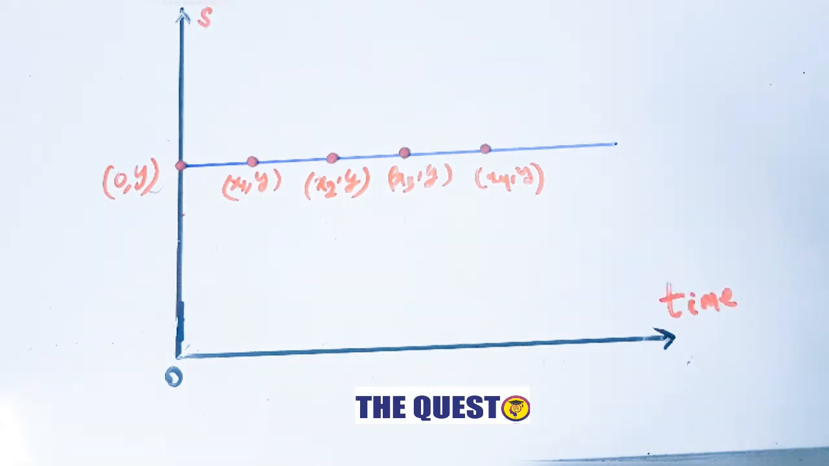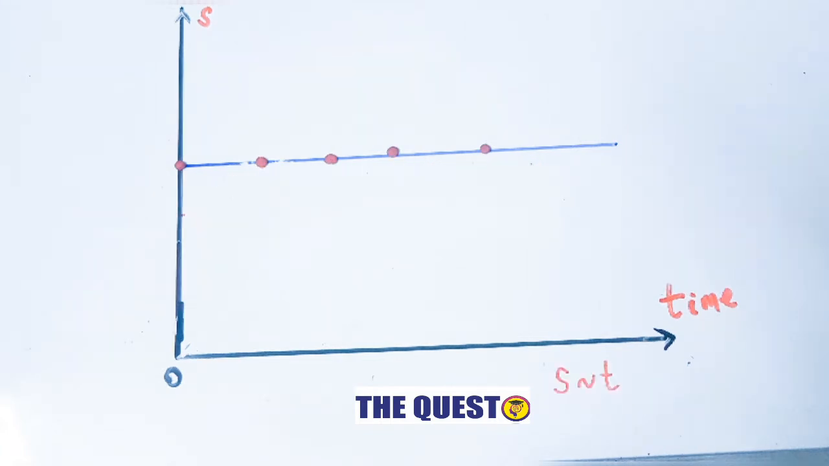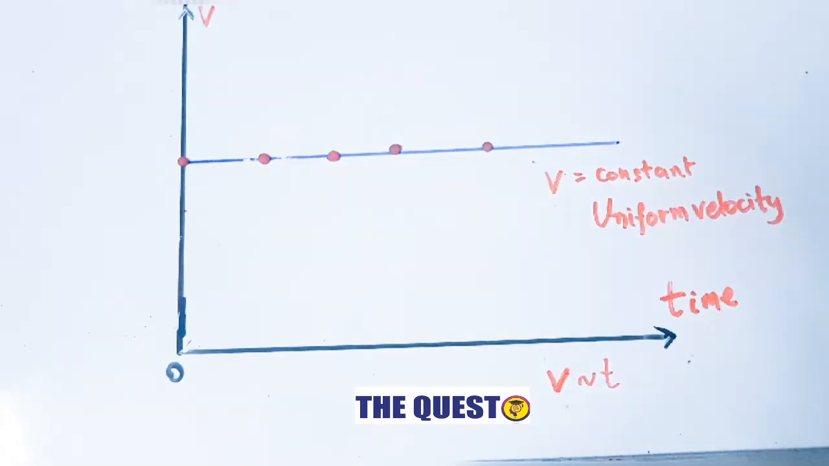So when the curve is a straight line parallel to the x-axis, then it is clear that the value of y does not change for different values of x. So if we replace x with t and y with displacement, then the straight line indicates that the displacement of a body from a fixed point O is constant, or the body is at the initial displacement from point O and its displacement does not change with time.